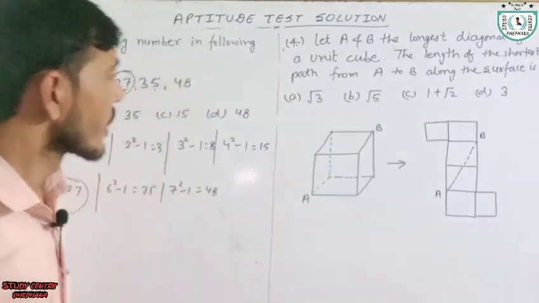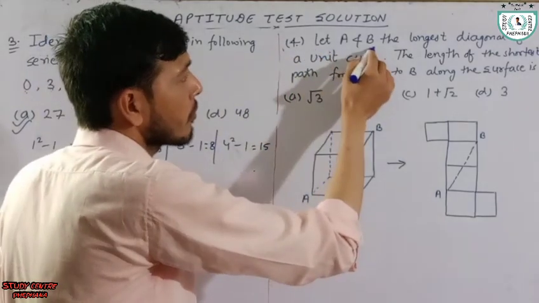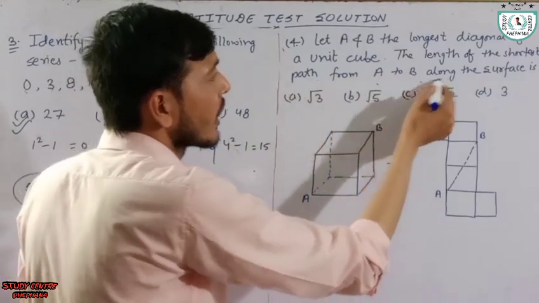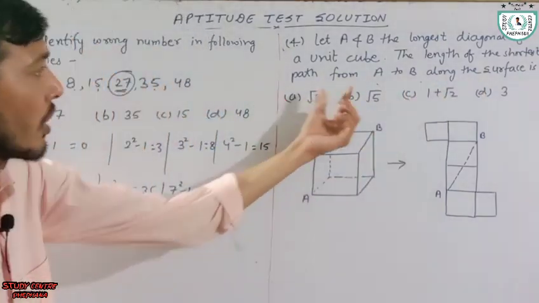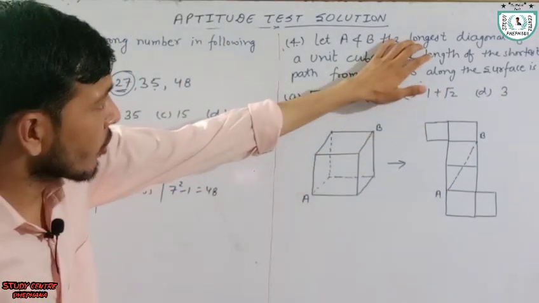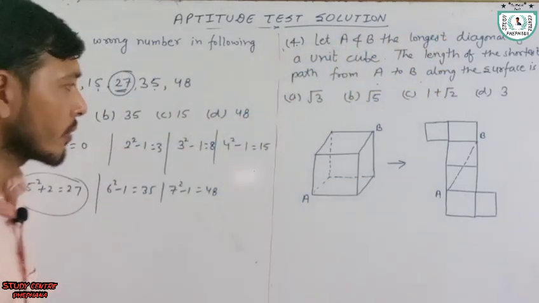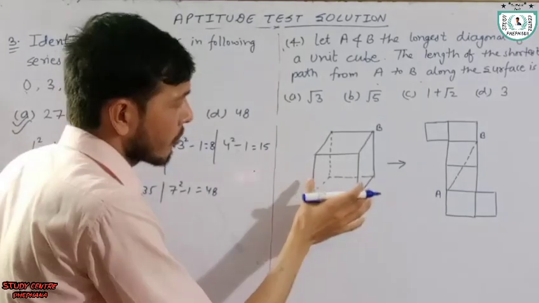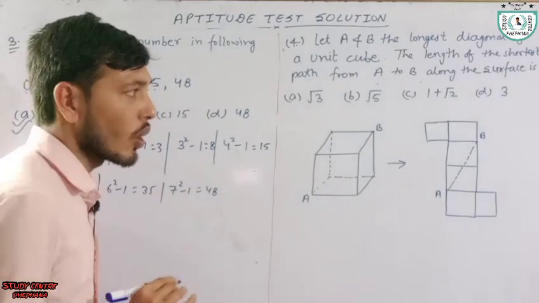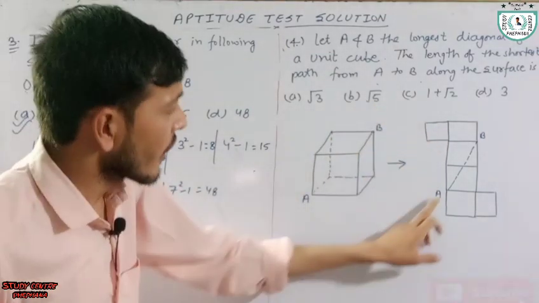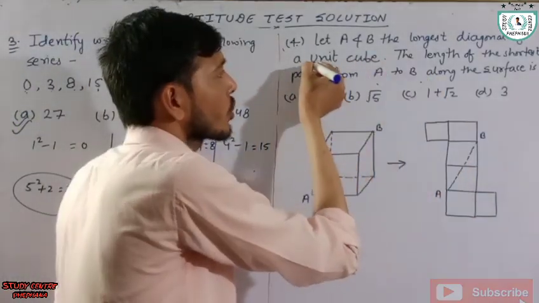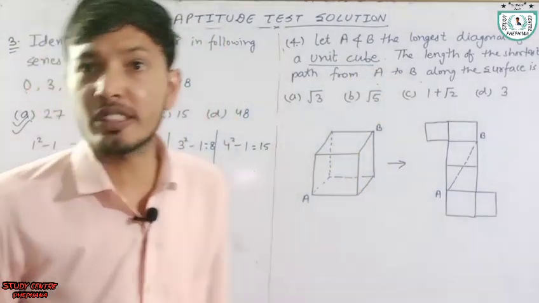Okay, now we have question number 4. Let A and B be the ends of the longest diagonal of a unit cube. The length of the shortest path from A to B along the surface is: the options given are root 3, root 5, 1 plus root 2 and 3. We have to find the length of the path from A to B. I have made a diagram in which A and B are the ends of the longest diagonal. After opening out this diagram, A and B are like this. This cube is a unit cube, which means every side of this cube is a unit.